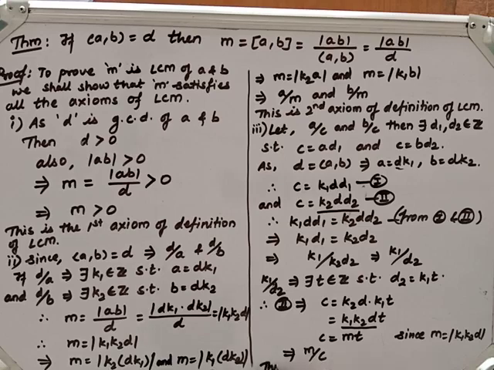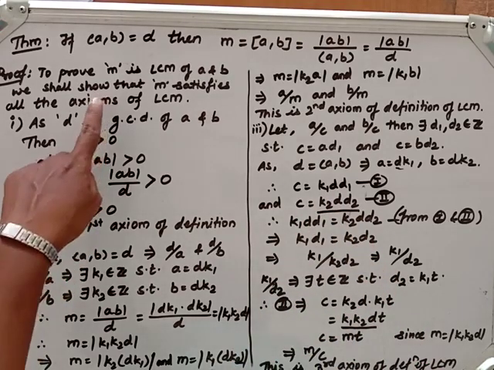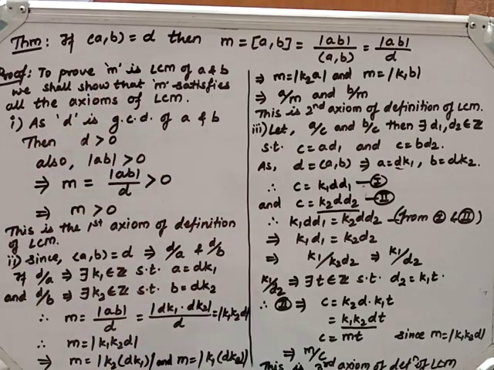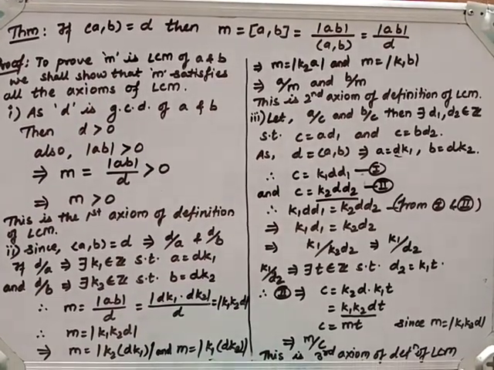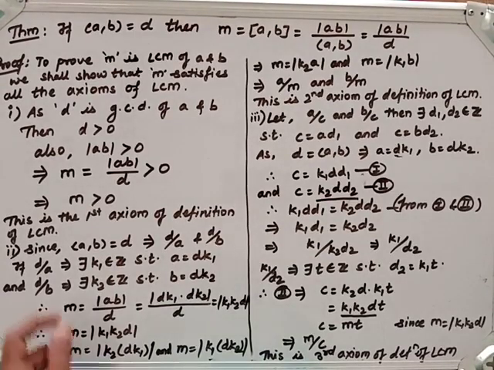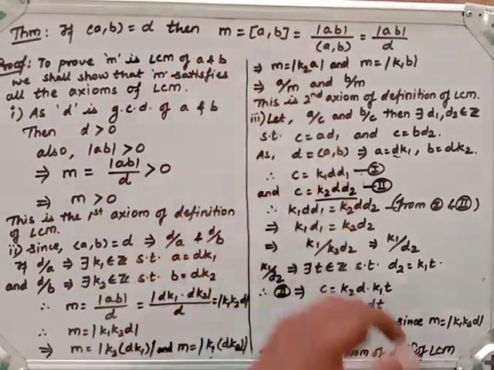This is what? The third axiom of definition of LCM. So all the three axioms of definition of LCM are satisfied by this M. So from this we can say that M is LCM of the two numbers A and B.